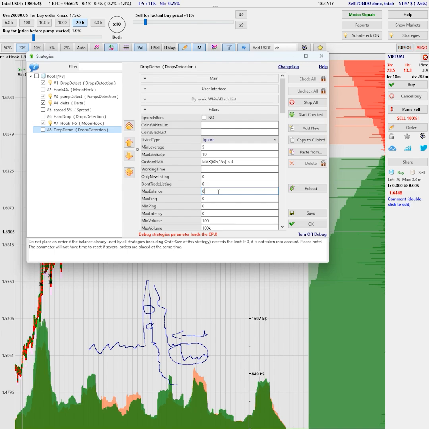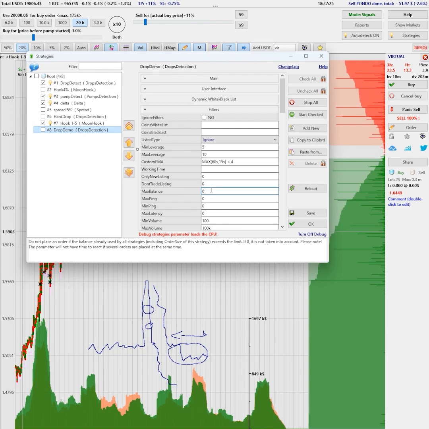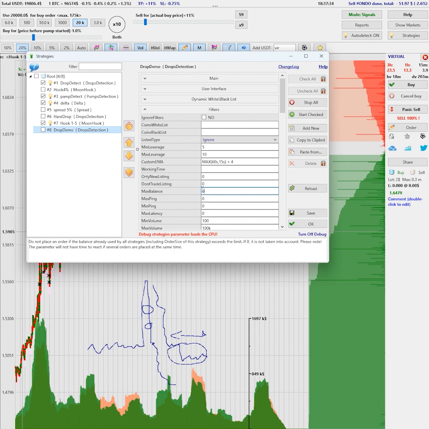Max balance. So the max balance is filtering, telling it not to place a buy order if your balance is used up by other strategies. In this case, I've never used it because I never had so many strategies that it's going to use up my full portfolio.